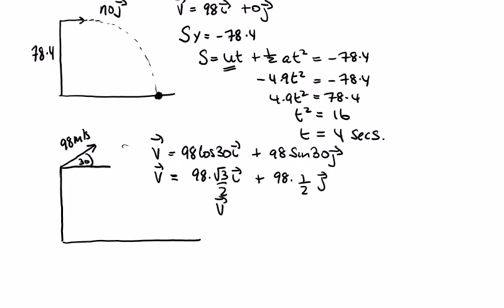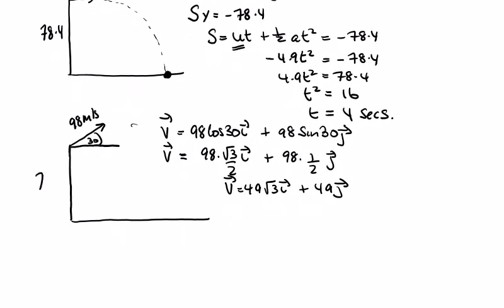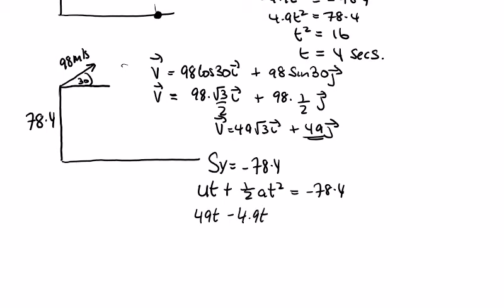So my initial velocity is 49 root 3 in the i direction plus 49 in the j direction. And we're asked the time again, so it's the same distance. How long will it take to reach the ground? So same again, s of y is equal to minus 78.4. My y now has this, so ut plus a half at squared is equal to minus 78.4. So my 49t minus 4.9t squared plus 78.4 equals 0.